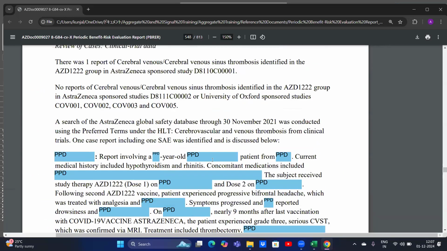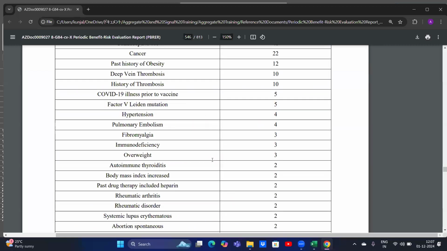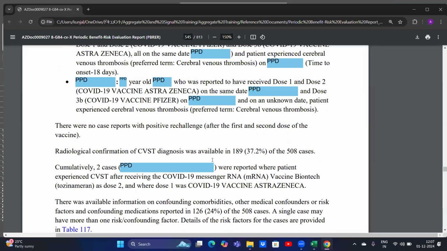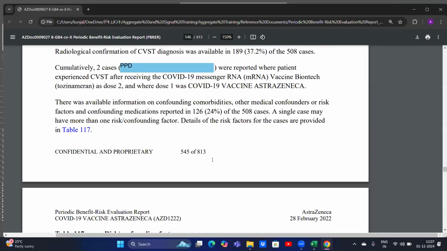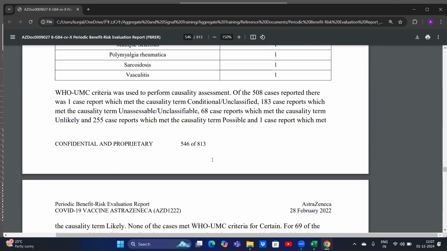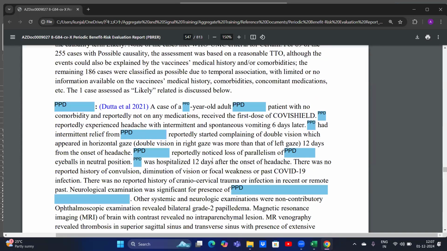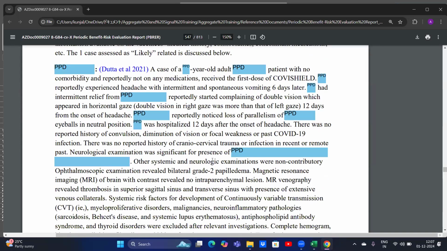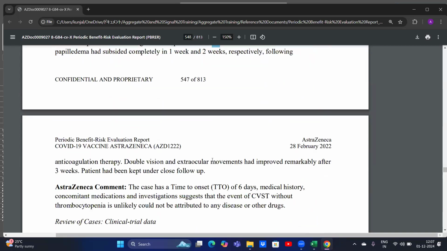Don't go for clinical trial. Just stick to the AstraZeneca comment. Can we look at that? Go down. No, this is literature. Now they have gone to the left. So yeah, this is literature.